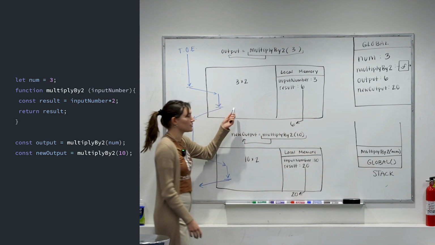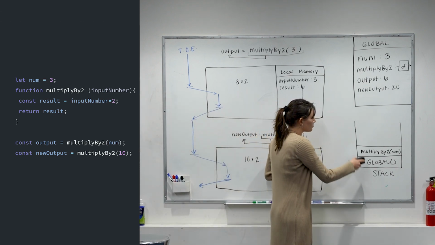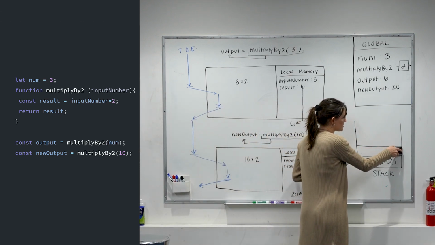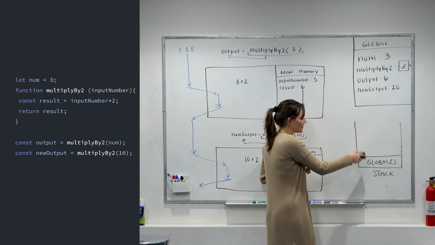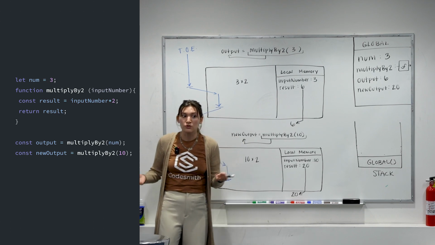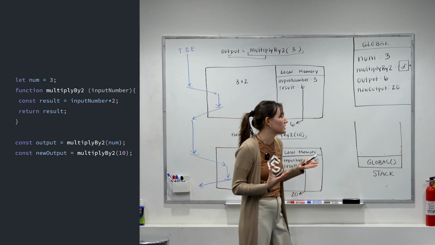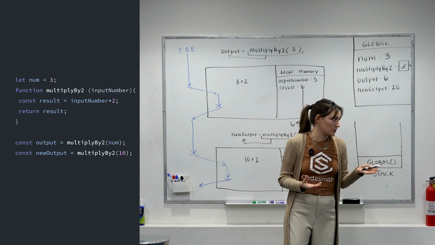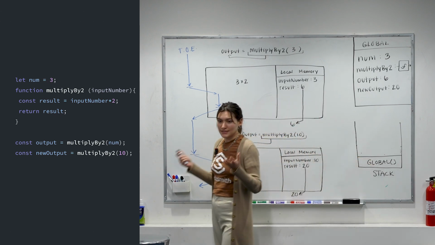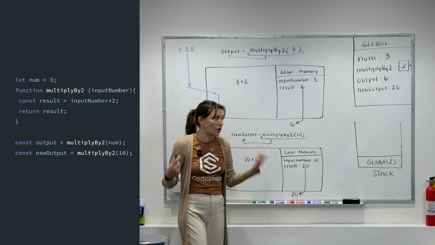Whenever we hit this return keyword and our thread leaves this execution context, we'll remove multiplyBy2 from the stack, and we'll see again that the global call is at the top of the stack again. So this is how JavaScript knows where it has to go back to after it's done running code in a specific execution context. So this stack basically focuses on keeping track of all of our function calls.